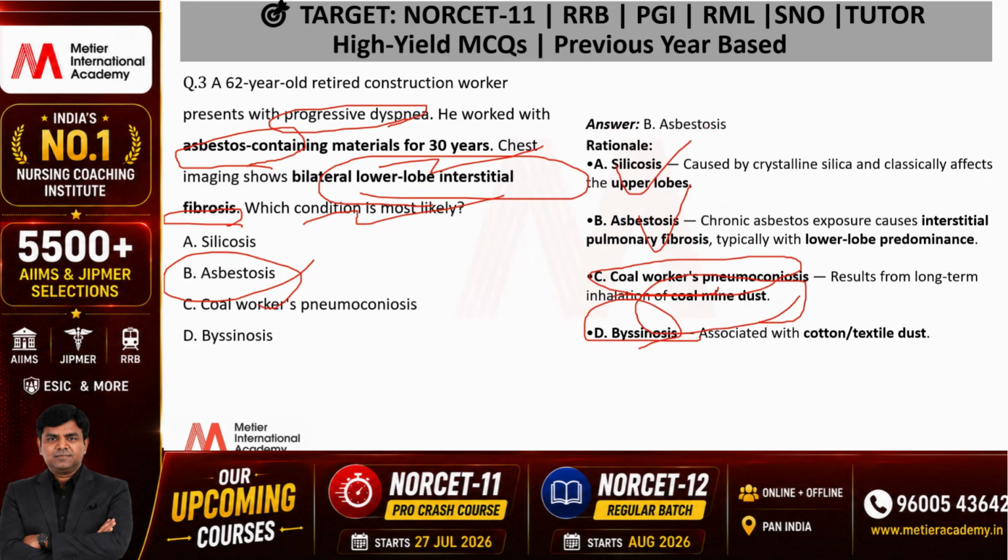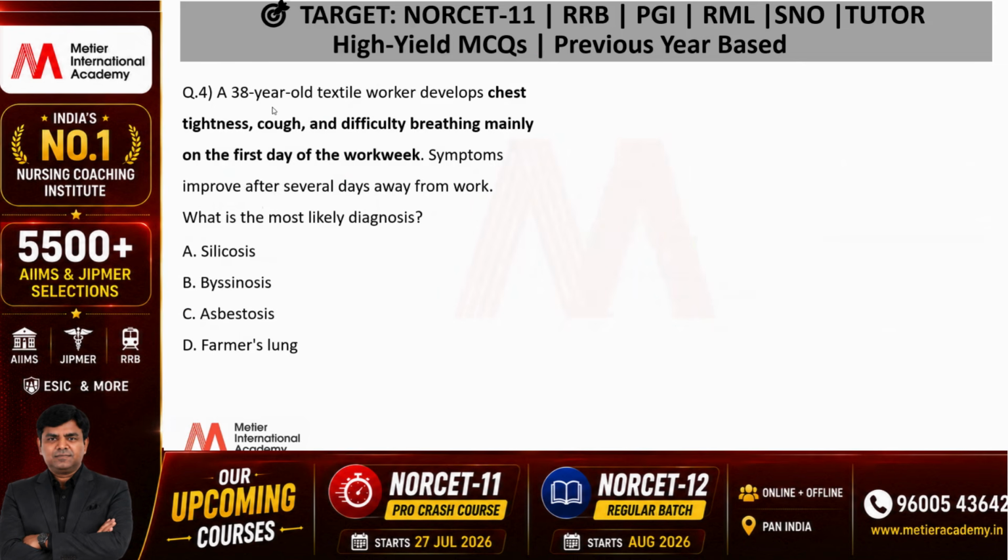You understand that? Okay. So the next one, a 38-year-old textile worker developed chest tightness, cough, difficulty breathing mainly on the first day of the work week. This is the key point. First day. The symptoms improve after several days away from work. What is the most likely diagnosis?